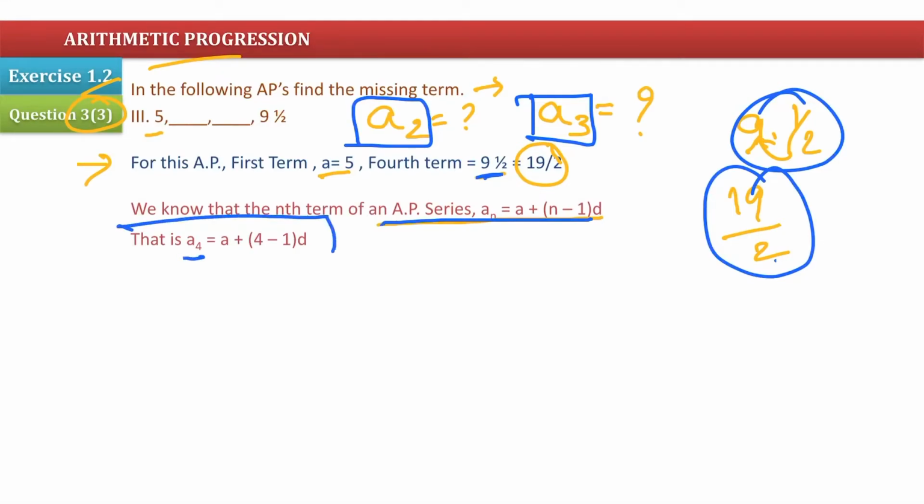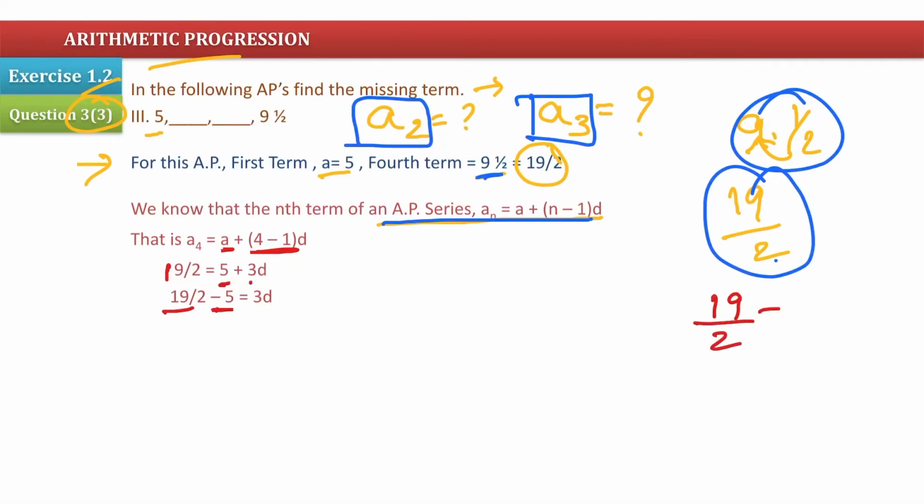Now I assign the value of A4. We know that A4 equals A plus 4 minus 1 into D. The A4 value given is 19 by 2. So 19 by 2 equals A plus 4 minus 1, which becomes 3D. The A value given is 5. So 19 by 2 equals 5 plus 3D. Now I take the plus 5 to the left hand side, so it becomes minus 5 equals 3D.